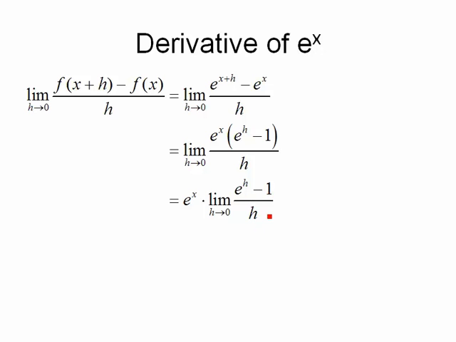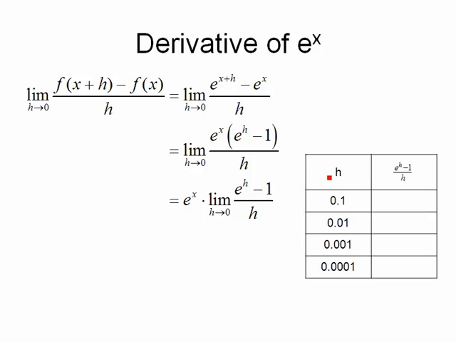To do this limit, I'm going to have to go ahead and make up a table like I've done in some of the past sections. So I've gone ahead and put a table here with h values that get closer and closer to 0 because that's what we're doing in our limit. And now I'm going to plug in these numbers in place of h and see what I get.